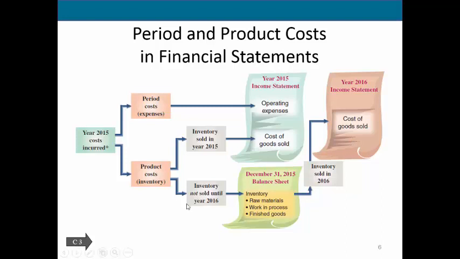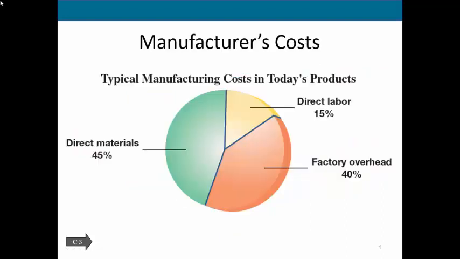So now that you understand that process, you can understand the difference between a period cost and a product cost. A period cost, by rule, is immediately expensed in the same period, or the same year, in which it's incurred. So every period cost that we incur in 2015 is immediately expensed in 2015. Product costs, on the other hand, remain inventory on our balance sheet until they are sold. That could be during the same year, or it could be during the following year.